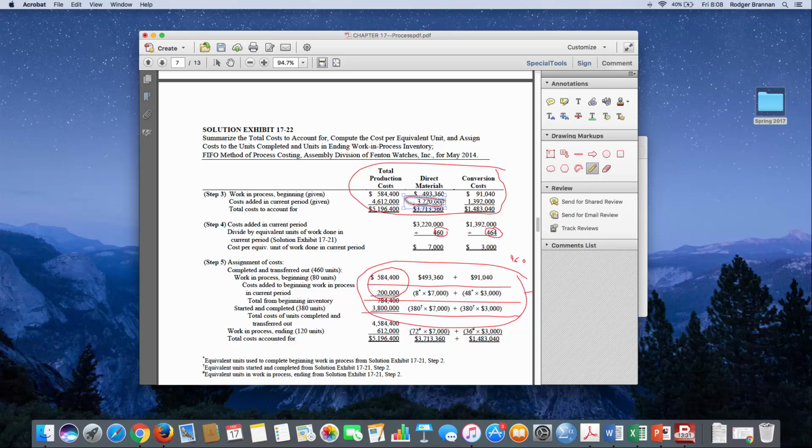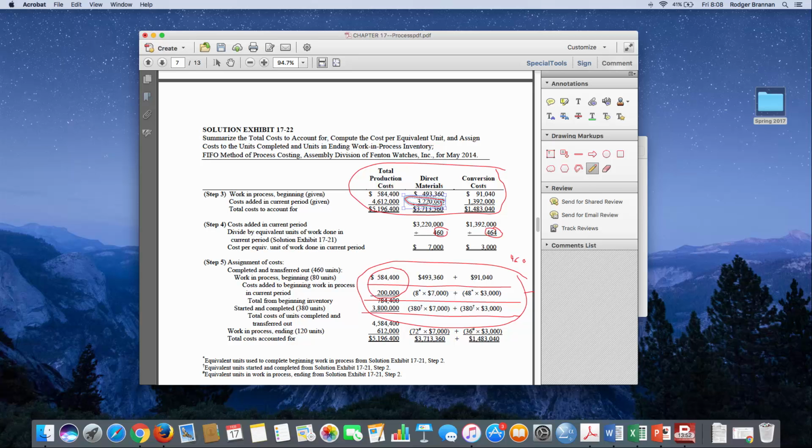Okay. So the total amount here, 4,584,400, that would be the debit to finished goods, the credit to work in process. The ending inventory, just take the equivalent unit times the equivalent unit cost. That would give me my value to my ending inventory.